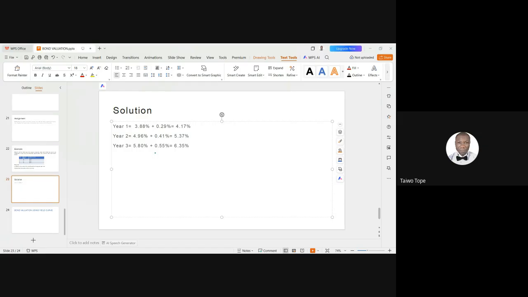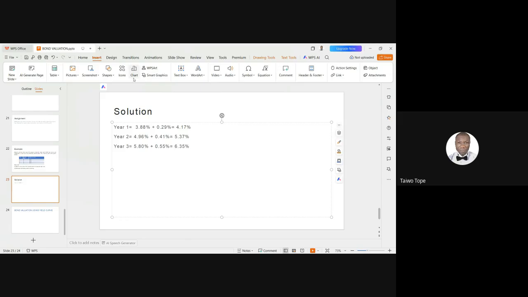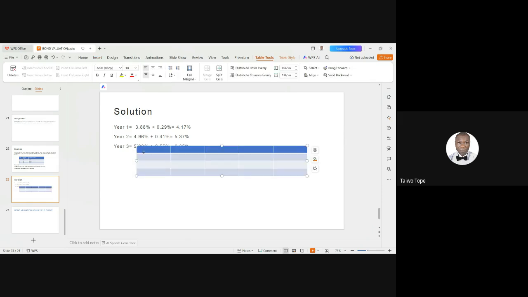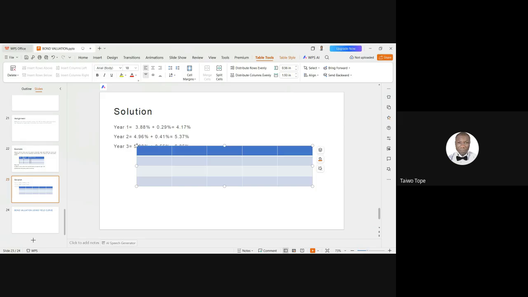So to get the value of the bond based on the corporate spot curve, what are we going to do? It will be in this form. We'll come up with our table. If you like, you can use your formula. There are different approaches to solving it. So I can come up with my table.